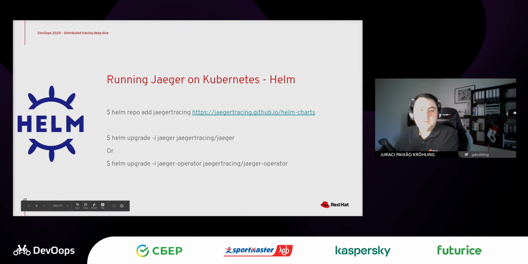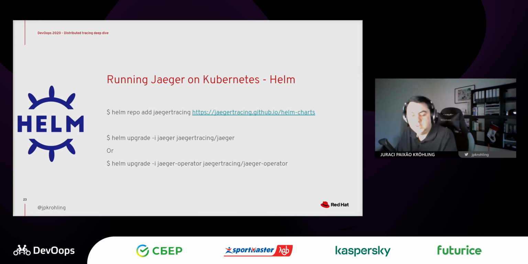All right. So the second thing that I wanted to show you is how to install Jaeger on Kubernetes using Helm Charts. I'm quite sure that you know about that, and Helm is a package manager for Kubernetes. Basically, we can use Helm Charts to install software, Kubernetes applications, basically.